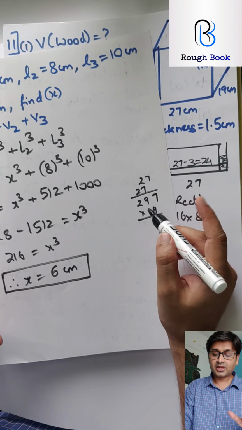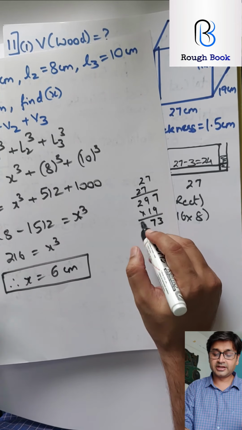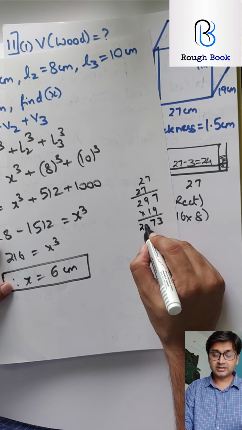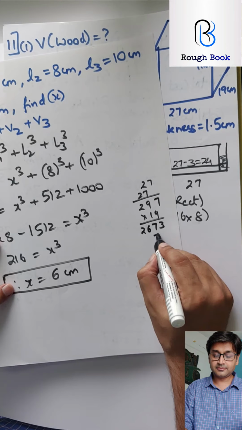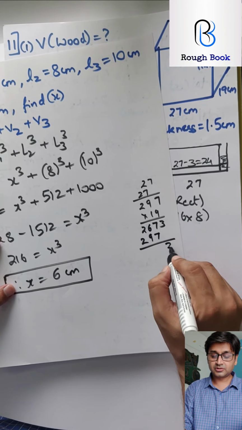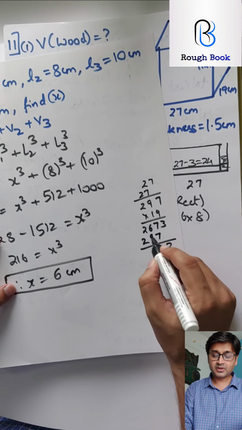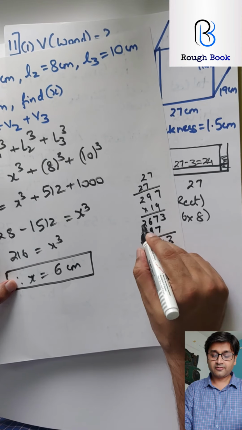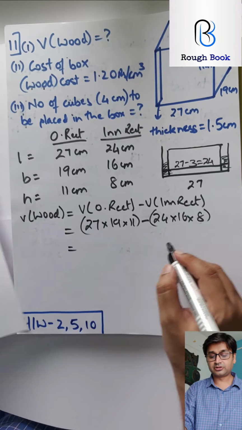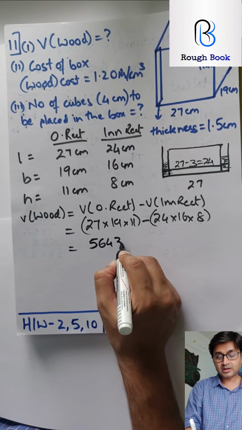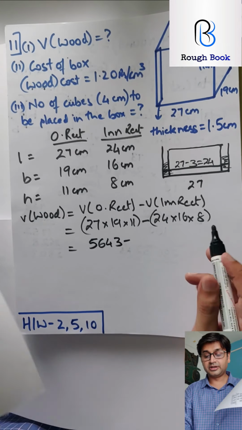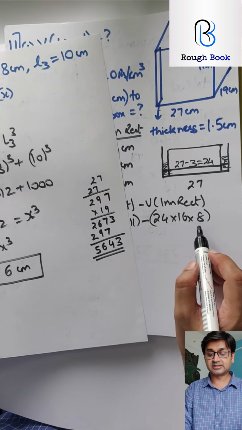So 63, 87, 8. 9 to the 18 plus 8. 26. 7, 9 and 2. So 3, 14, 10, 16, 4 and 1, 5. So 5, 6, 4, 3 is the outer rectangle. Now inner rectangle 24, 8 and 16.